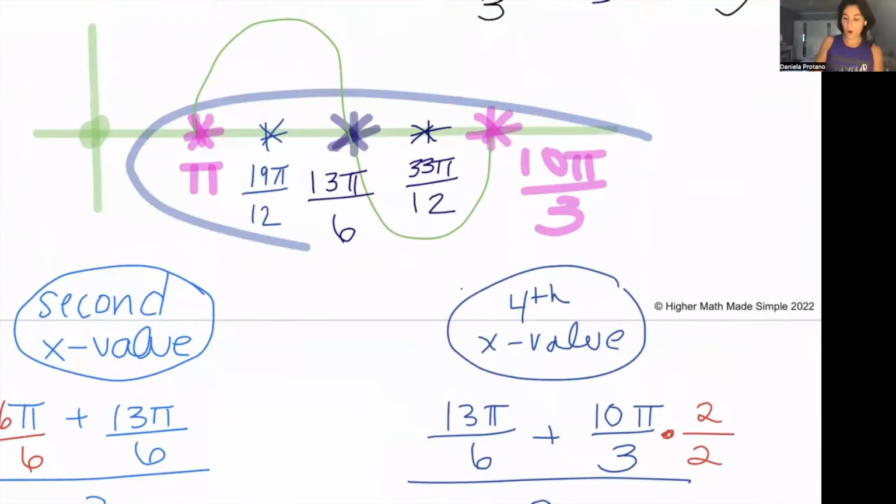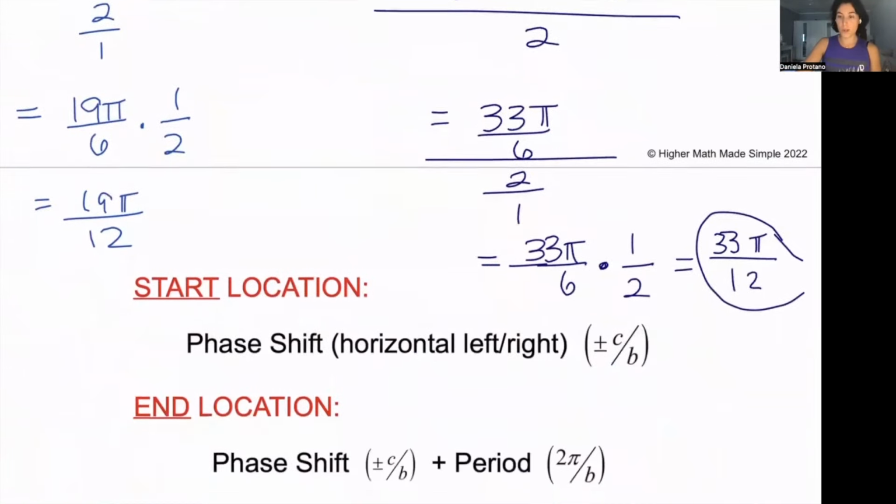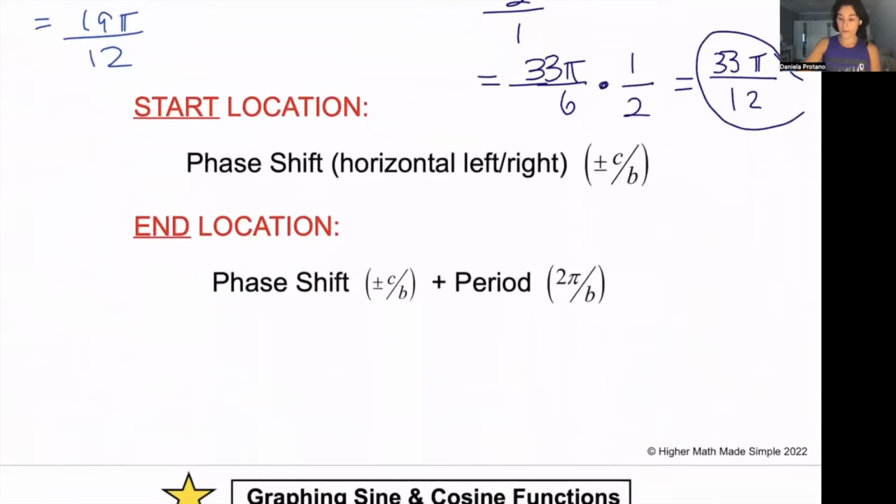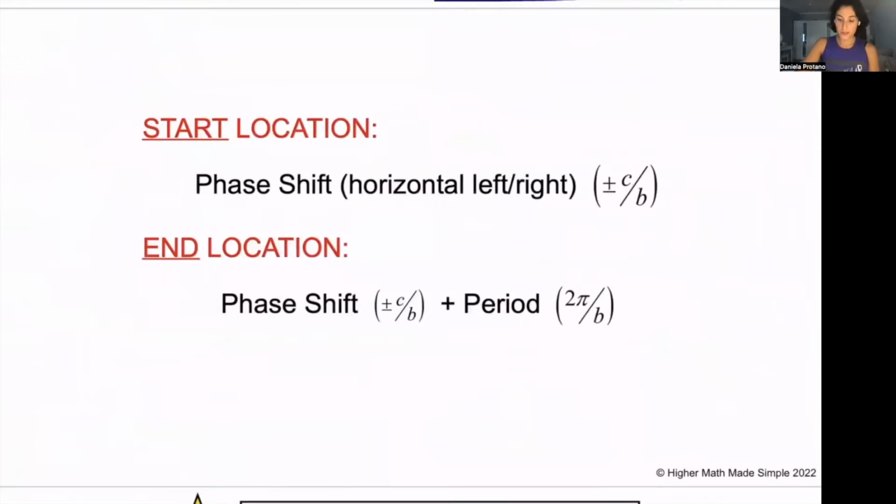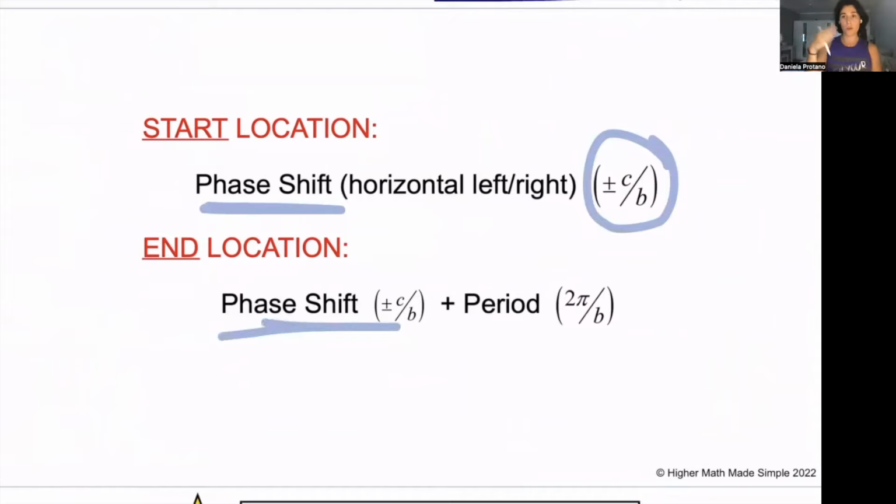Okay, so here are the 5 main x values. Again, I chose an example that was algebra 1 heavy. So here it is. The start location of graphing is always going to be the phase shift, aka horizontal shift. That formula is you take the C value divided by the B value, and for the end location, you add the phase shift, whatever that C over B value was, plus the period. And the period is 2 pi. Actually, it's supposed to be over the absolute value of B.